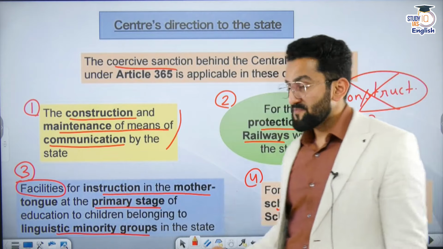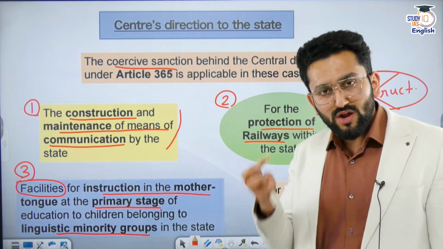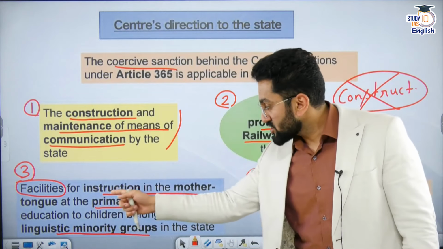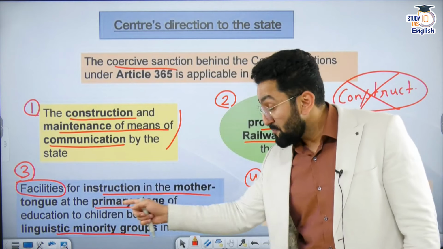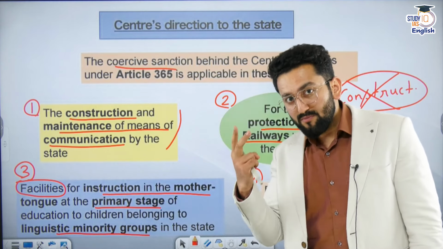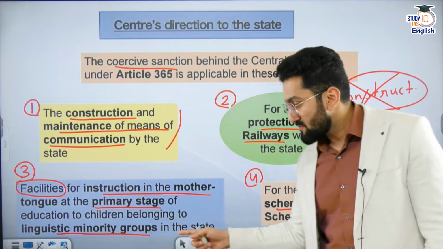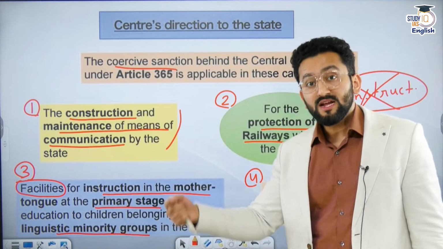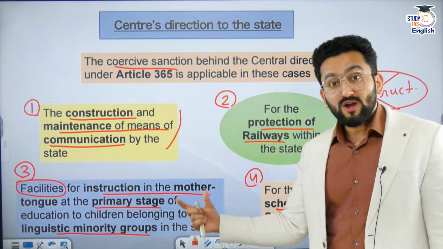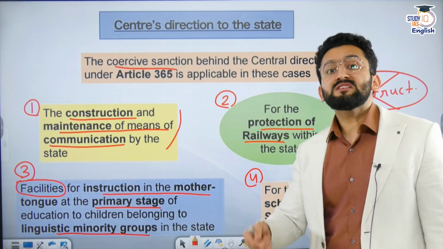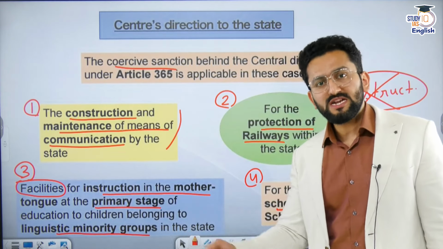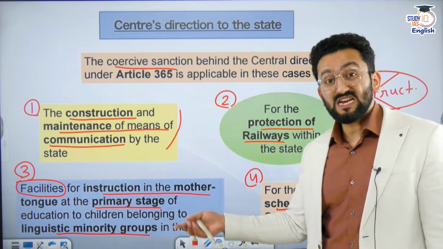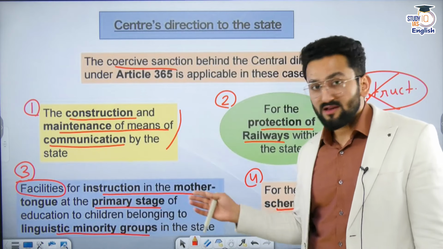Clear? Now third, facilities. And facilities for what? There are 3 points here. Facilities for instruction in mother tongue, okay? Second, primary stage. Means instruction in mother tongue at the primary stage, and for linguistic minority groups, okay? So it means the center is giving direction to the state government that you have to provide facilities to give instruction to children who are studying at primary stage or eligible to study at primary stage in their mother tongue, and specifically talking about linguistic minorities, because it is their right to get educated in their mother tongue.